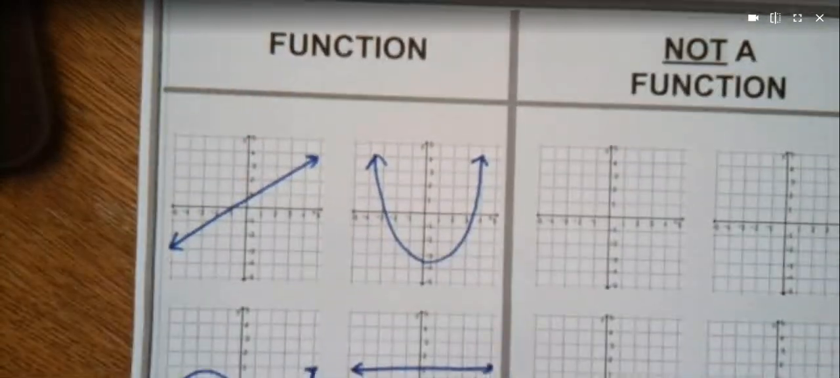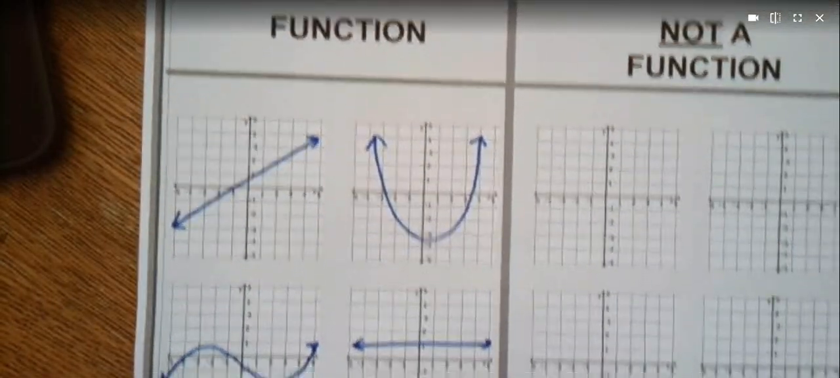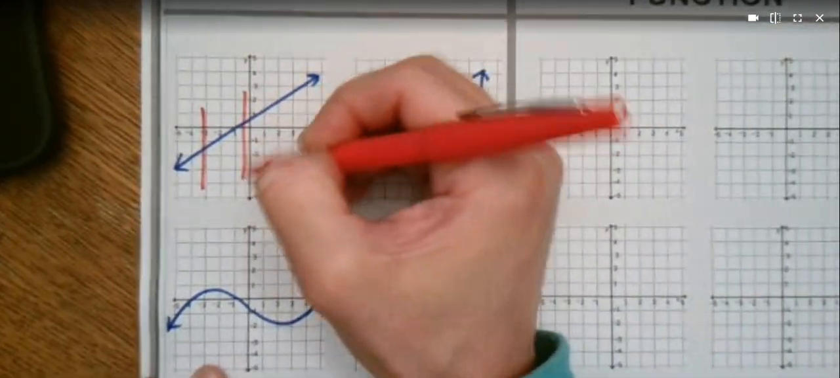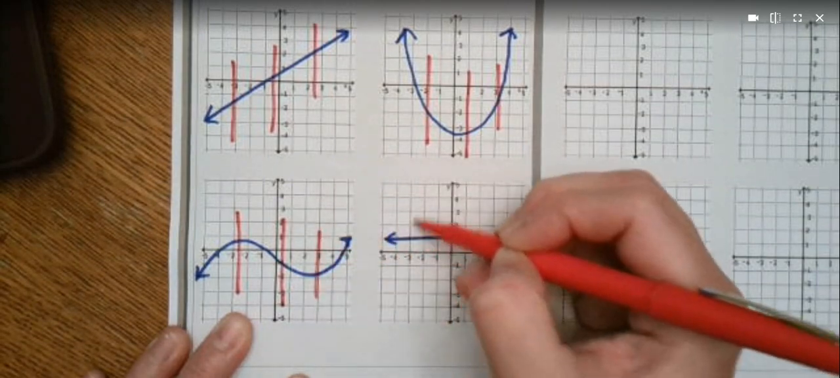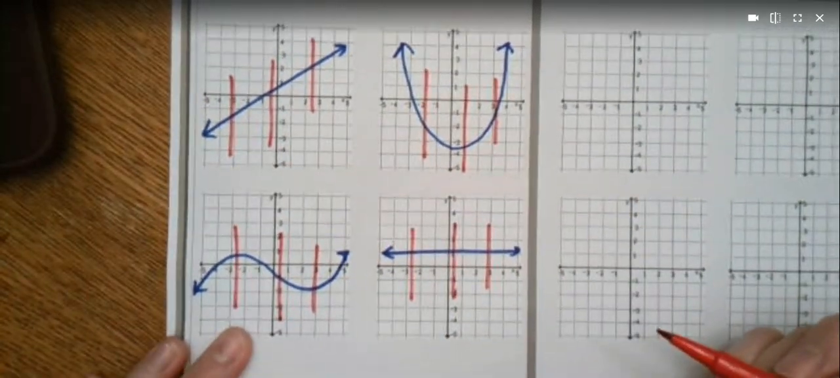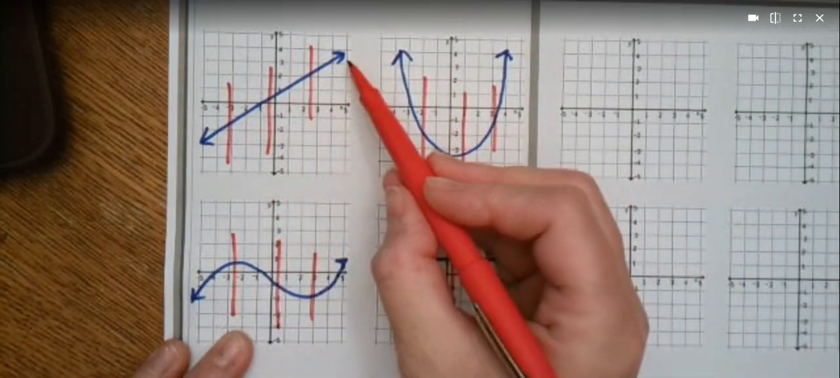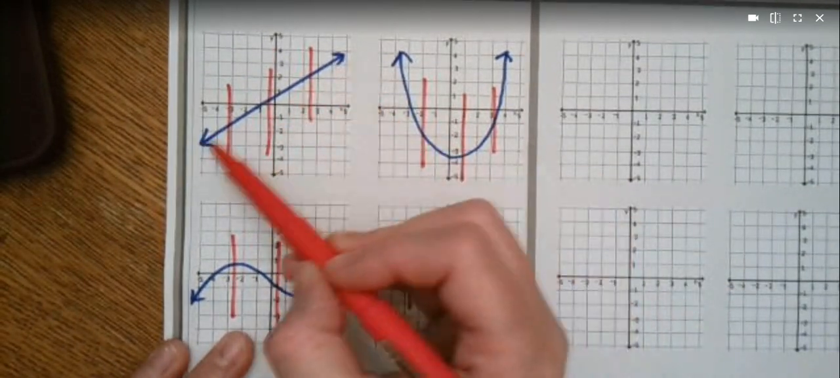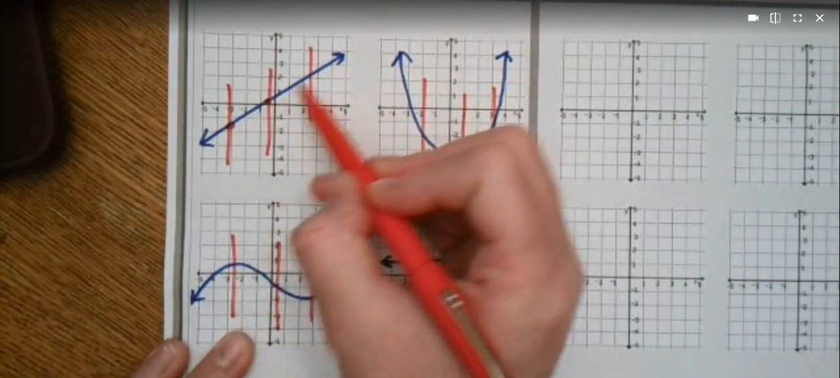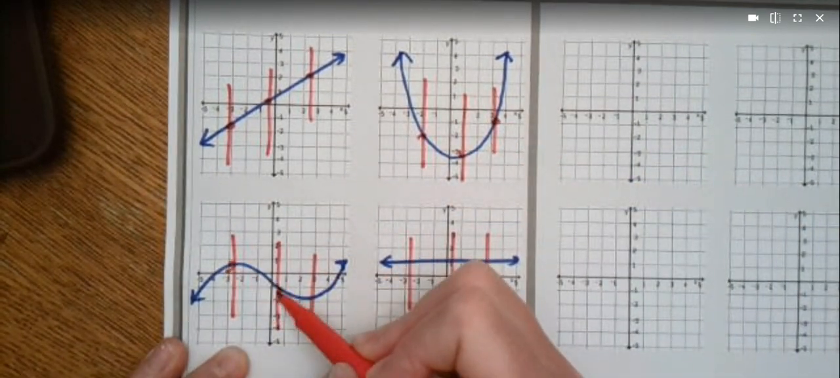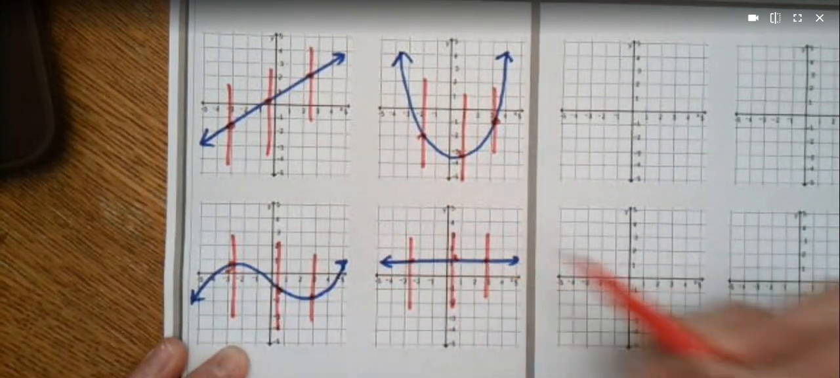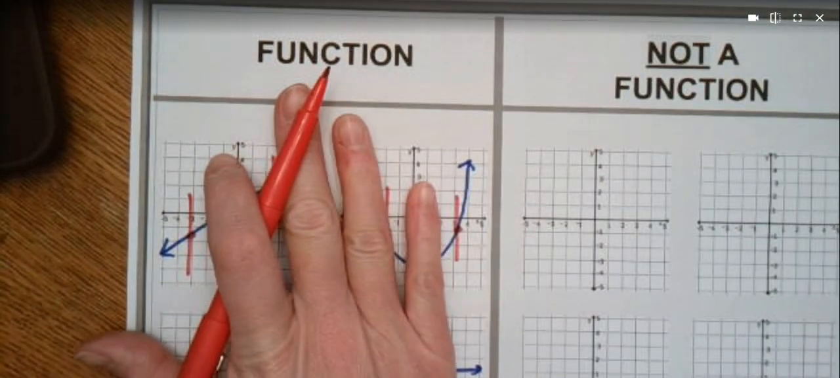So all of these would be considered functions, because if I drew a vertical line anywhere, notice what I see, it's only going through my equation, here's a linear equation. It's only going through anywhere on the graph only one time. You see how it's only going through one time? It just goes right through one time and that passes. See that? Okay, that's a function.